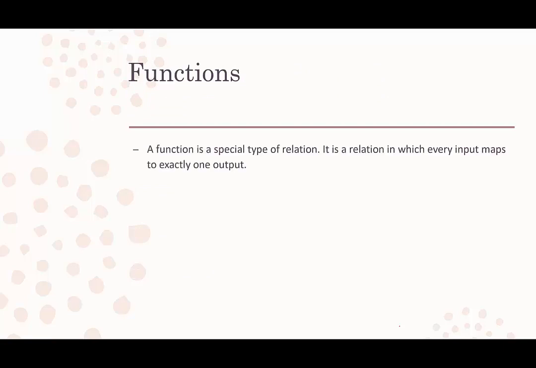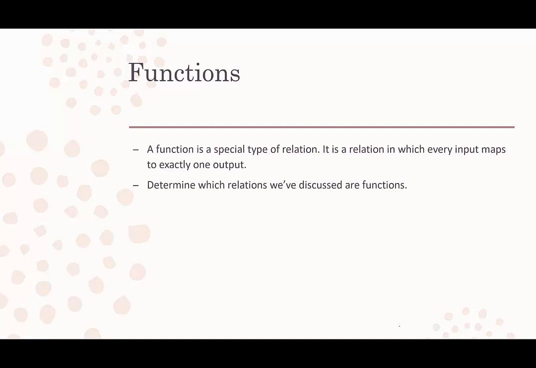Okay, that brings us to functions. So what is a function? A function is a special type of relation. It's a relation in which every input maps to exactly one output. So what that means is that if 2 is an input value, 2 only maps to 5, or it only maps to -7, or it only maps to 0. It doesn't map to 5 and -7 and 0. So it only maps to exactly one output.